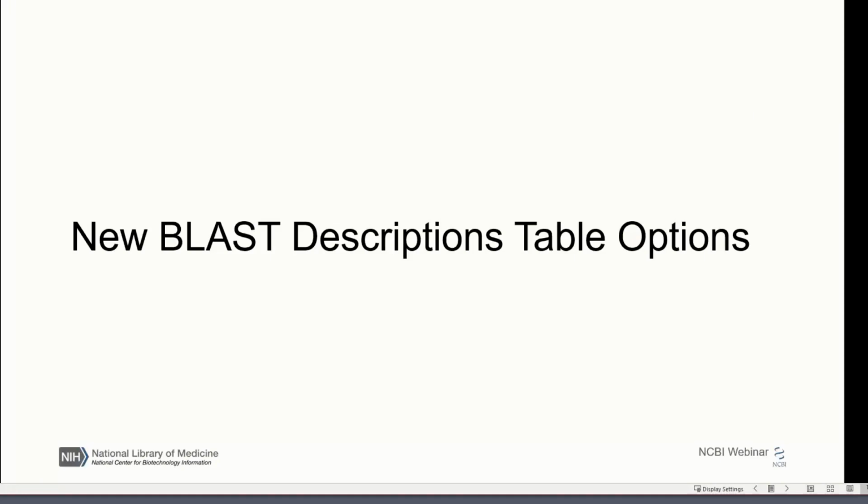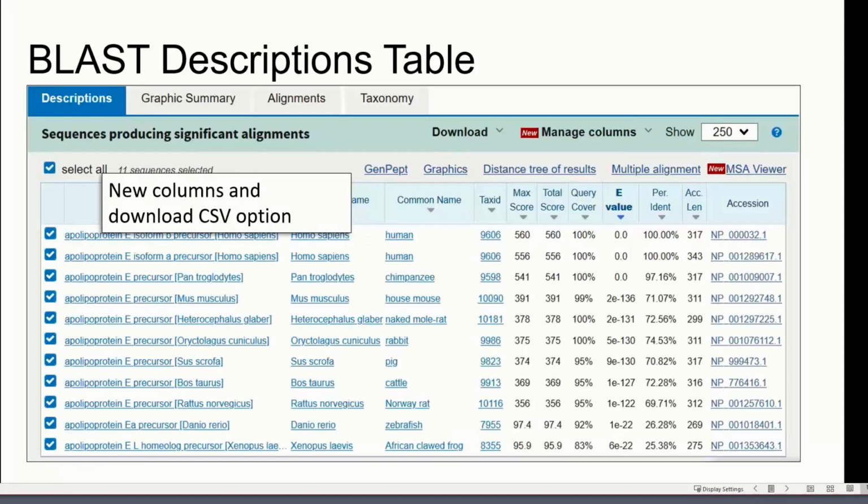The other thing that you may have noticed is that there are new options on the descriptions table. That's not the top portion anymore, but it's the table that shows you your matches on the BLAST output. This is your typical descriptions table, and I've added some of the non-default options here now that are very helpful.